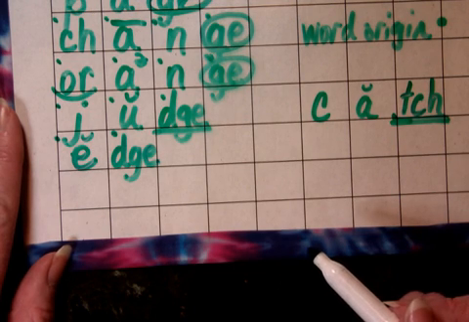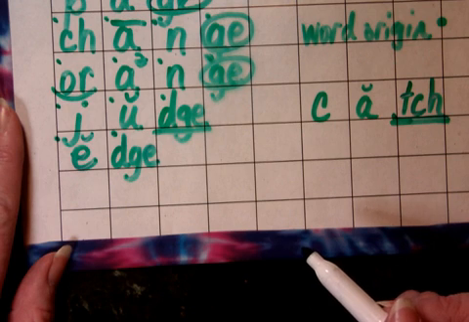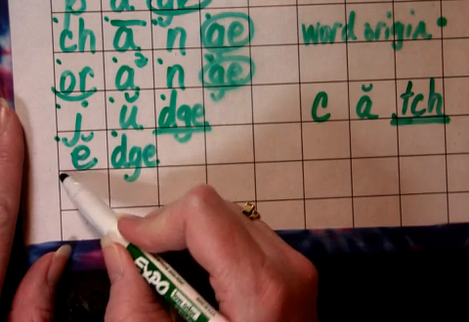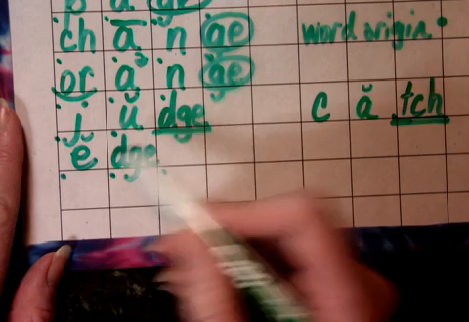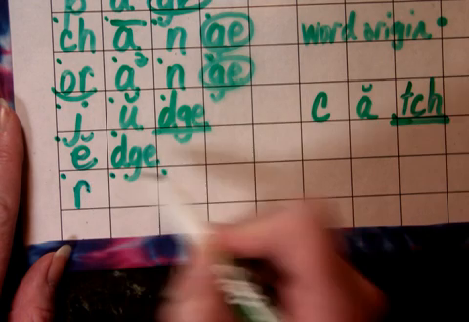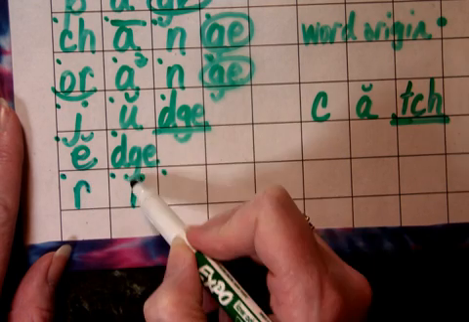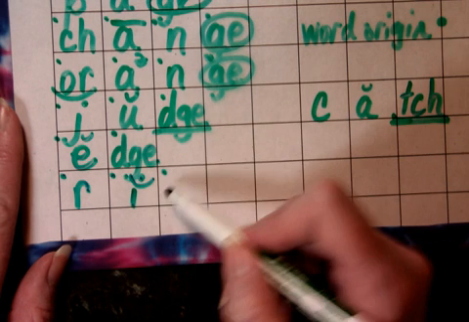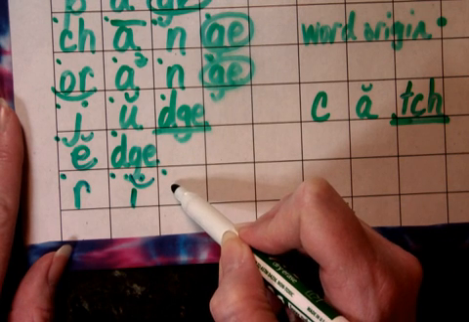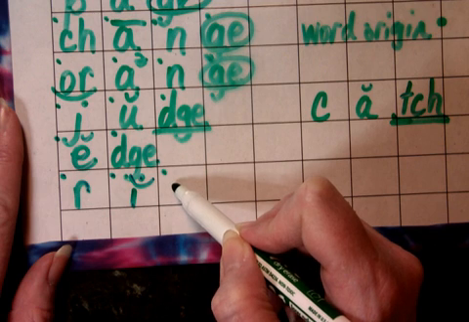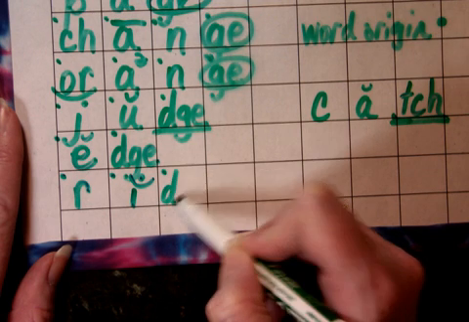The next word is ridge. I walked on the ridge of the roof. R-I-J. R-I. I hear that it's short. I. J. J at the end of a word or syllable after an accented short vowel is spelled with a D-G-E.